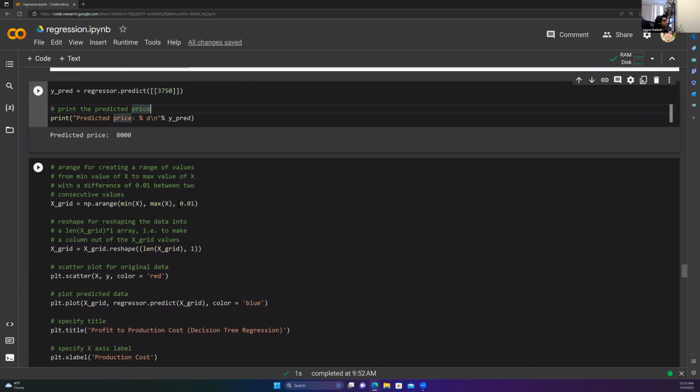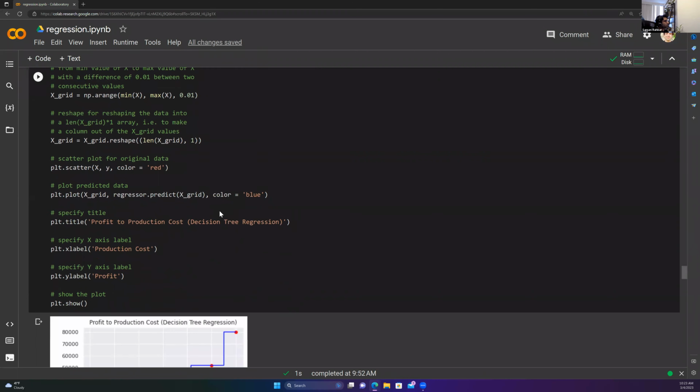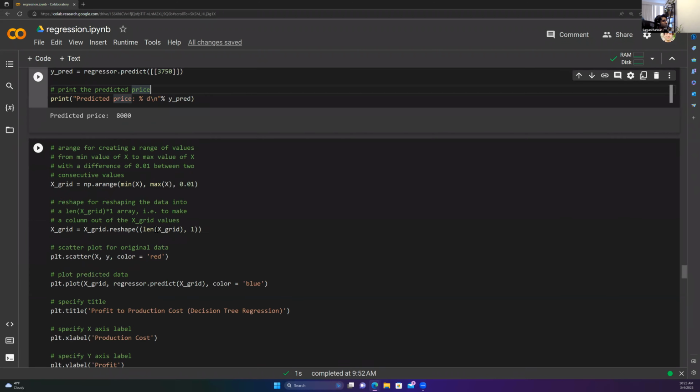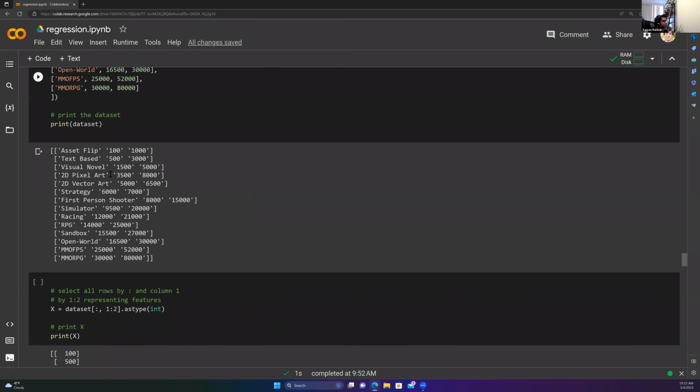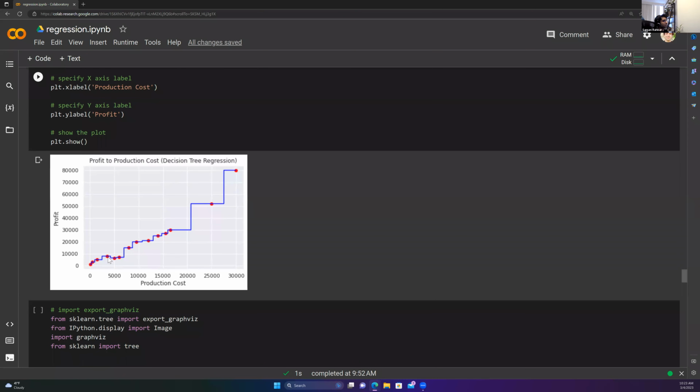If you want a bit of visualization of what's going on, this is the production cost, this is the profit, and all these data points that you see are the ones that you saw here. So X and Y. And this blue line is the prediction from this decision tree.